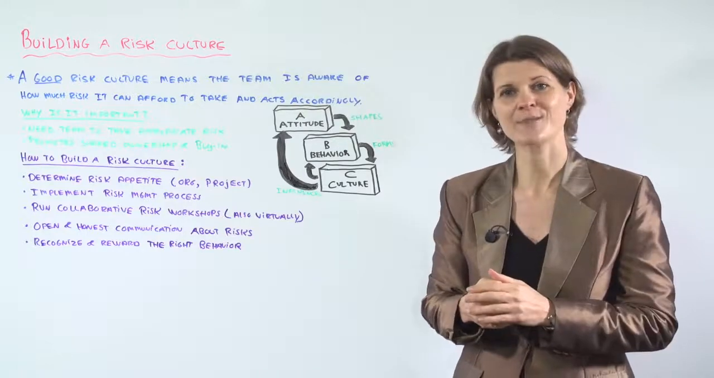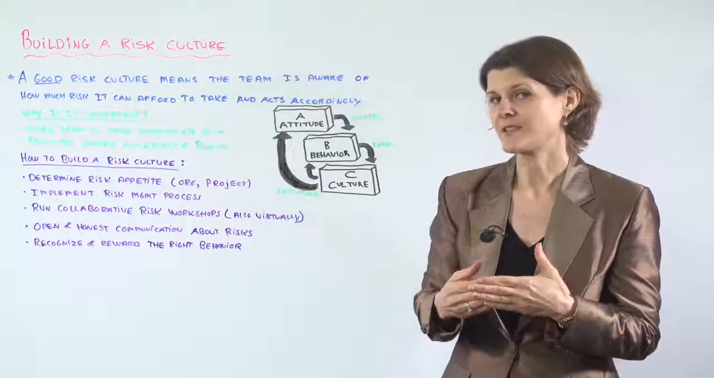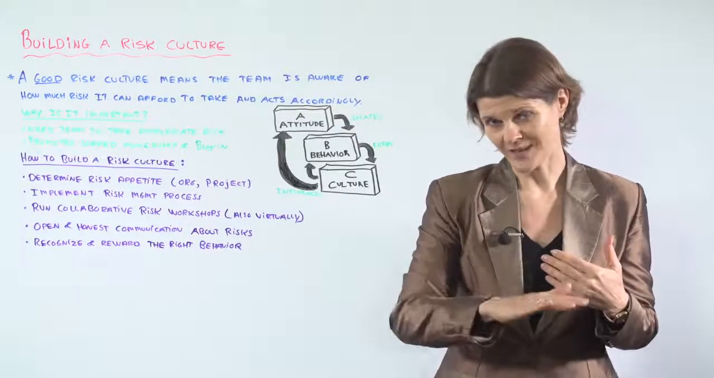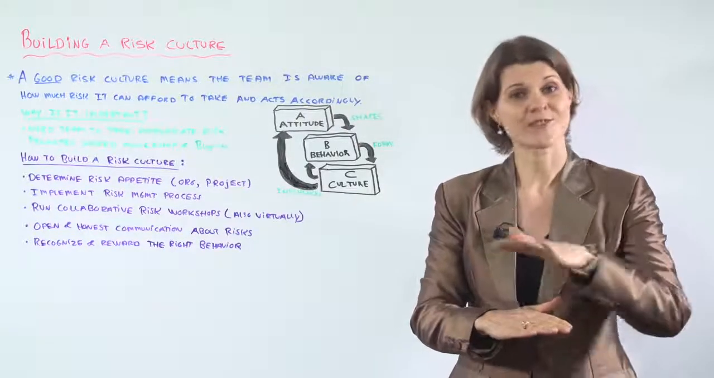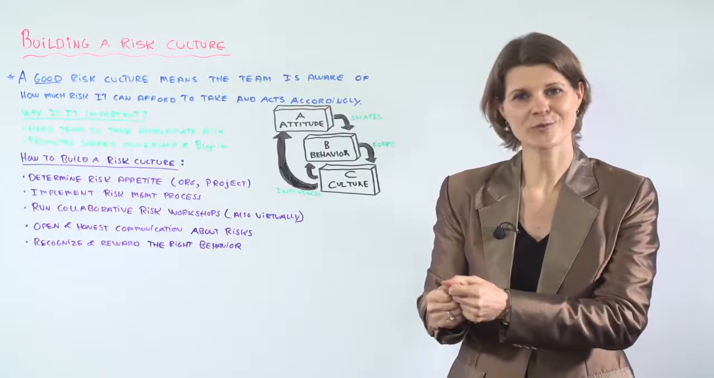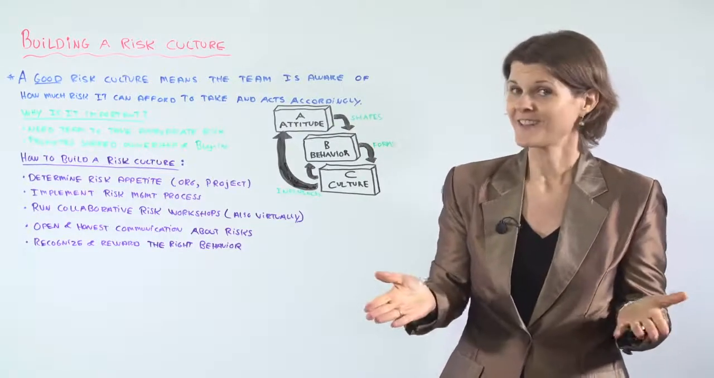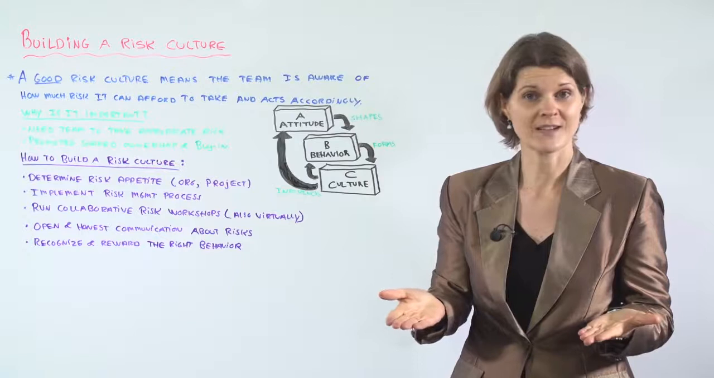The first step is to become aware of what the risk appetite is. What's the risk appetite of the organization? What's the risk appetite of this particular project? In other words, how much risk can we afford to take? Can we afford for this project to go wrong? If not, then we have a very low risk appetite.